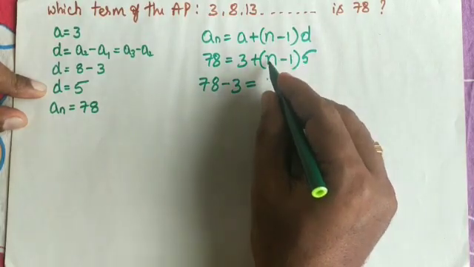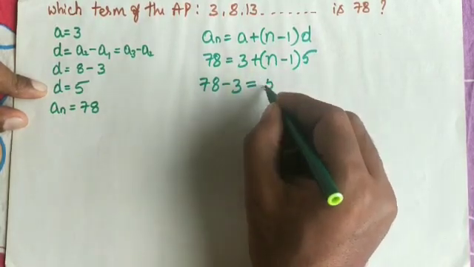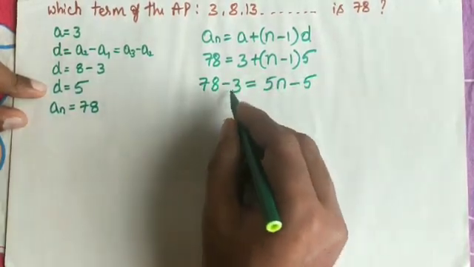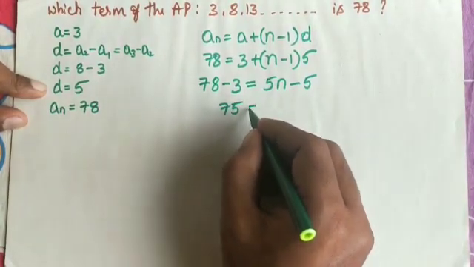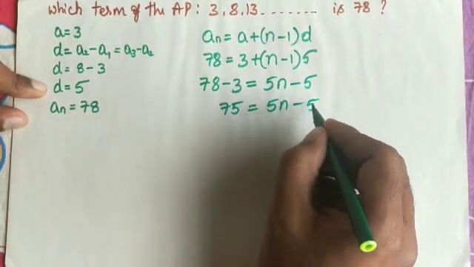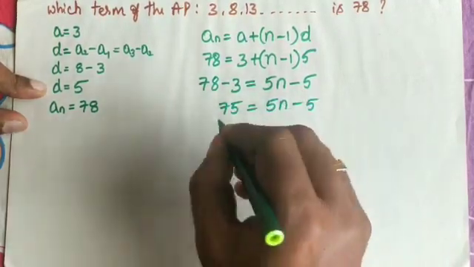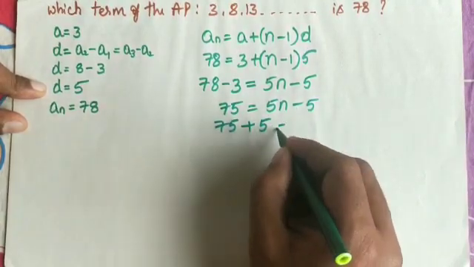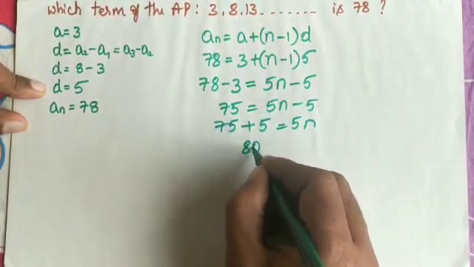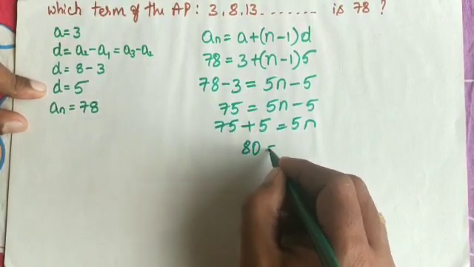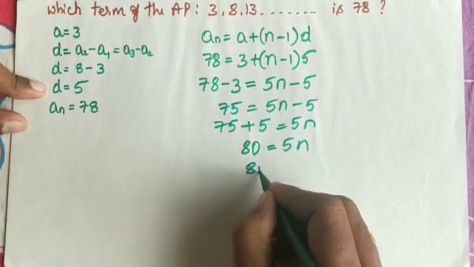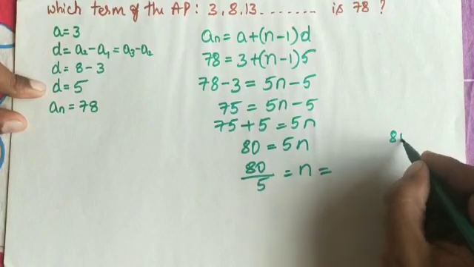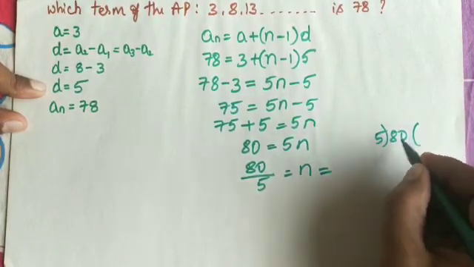We will multiply this 5 with n, so 5n, and 5 with minus 1, minus 5. So 78 minus 3 is 75, which is equal to 5n minus 5. As we move minus 5 to the left hand side, 75 plus 5, its sign changes, which will be equal to 5n. 75 plus 5 is 80, equal to 5n, and 80 when divided by 5 fetches n.